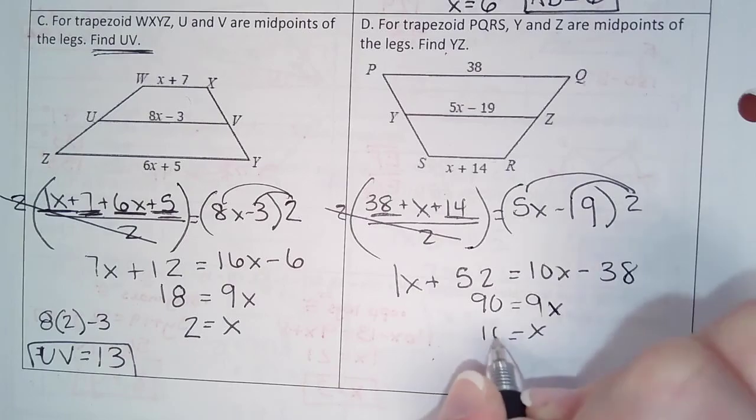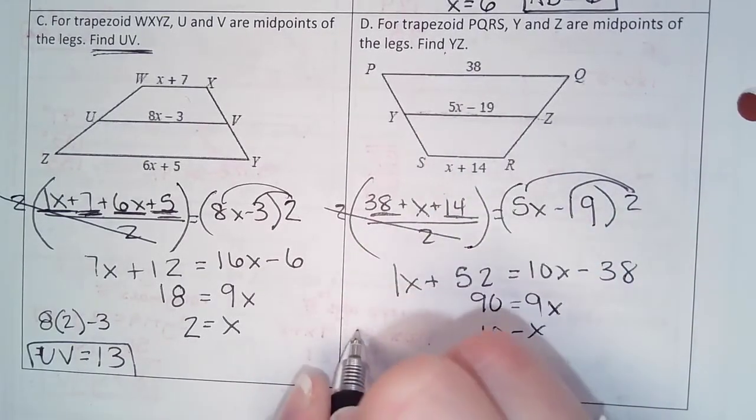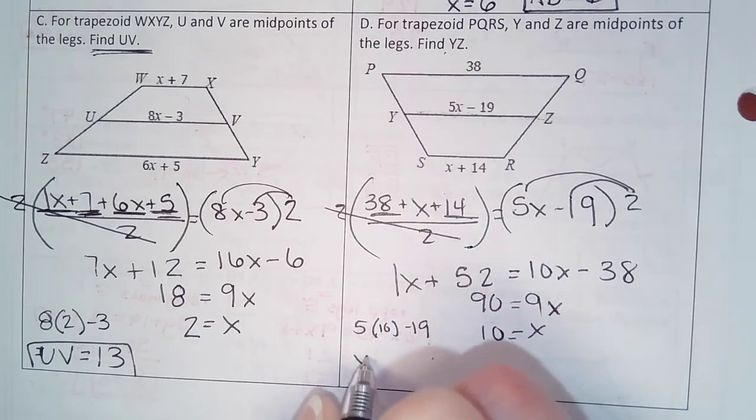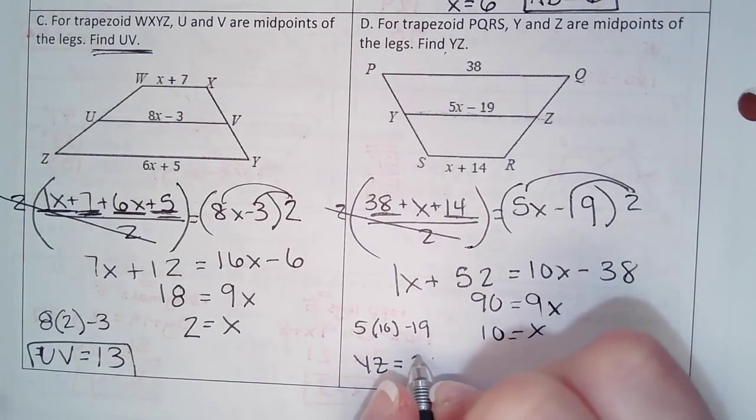X equals 10. To find YZ, we plug that in right here. So we have 5 times 10 minus 19. So YZ equals 5 times 10 is 50, minus 19 should be 31.